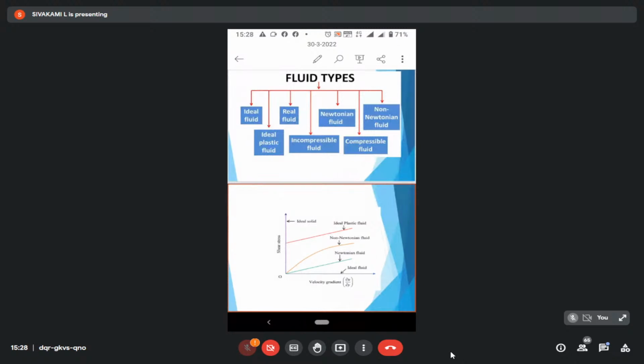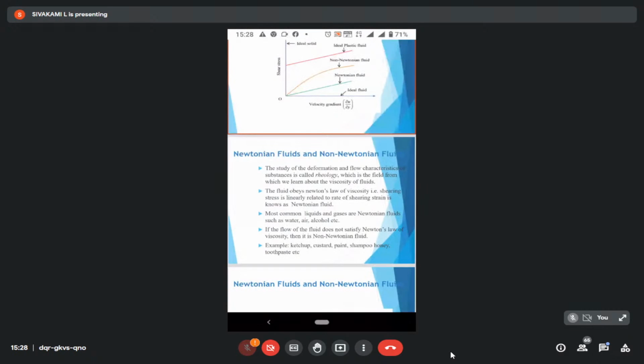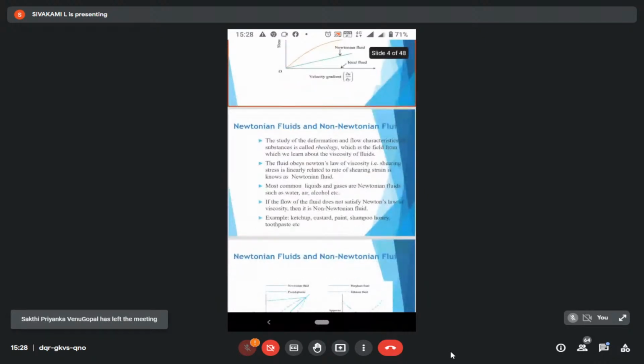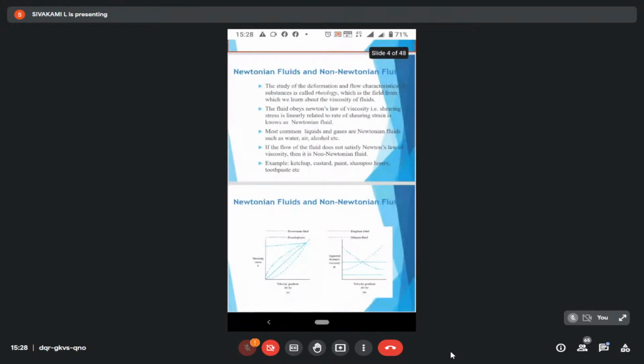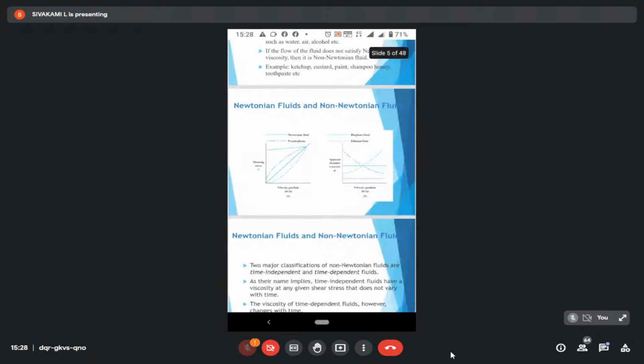Because the shear stress is not directly proportional to the shear strain, which is represented in the diagram. The study of deformation and the flow characteristics of substances is called rheology, which is nothing but the field from which we learn about the viscosity of fluids. And the fluid that obeys Newton's law of viscosity is known as Newtonian fluid, and the most common liquids and gases are Newtonian fluids. Examples are ketchup, custard, paint, shampoo, honey and toothpaste, etc. And then the Newtonian fluids and non-Newtonian fluids are expressed based on the shearing stress and velocity gradient in this figure.